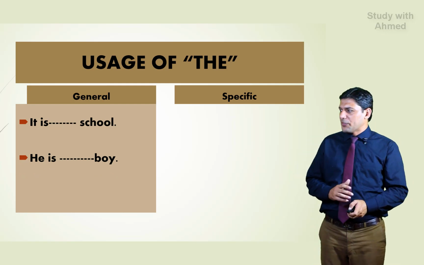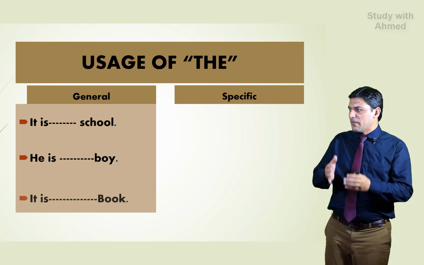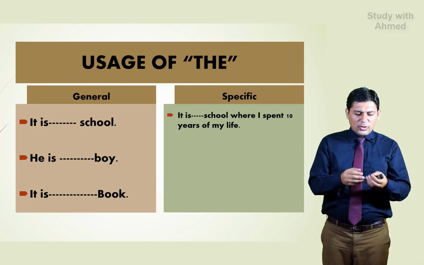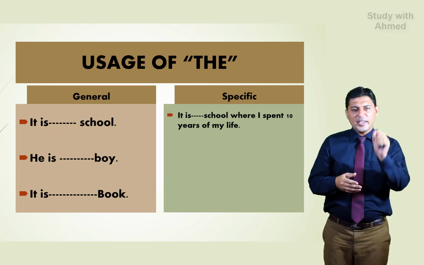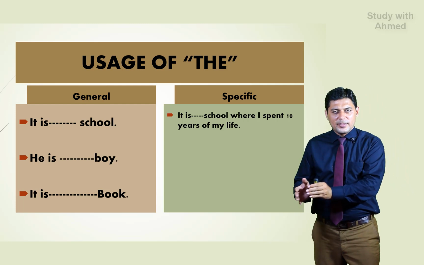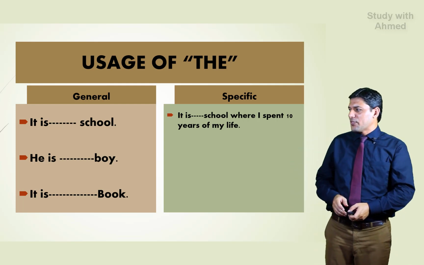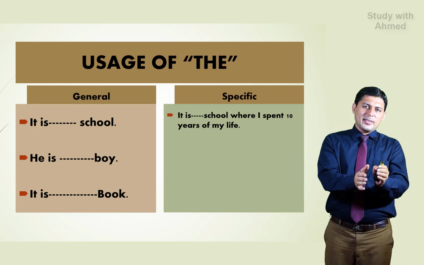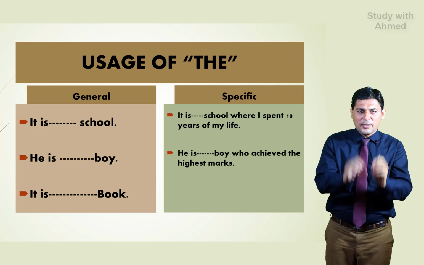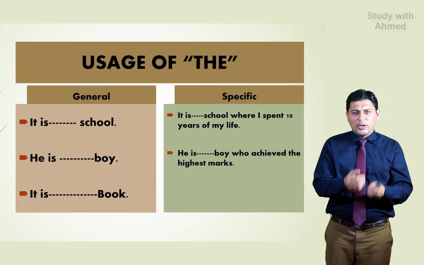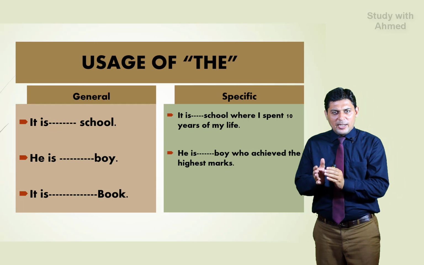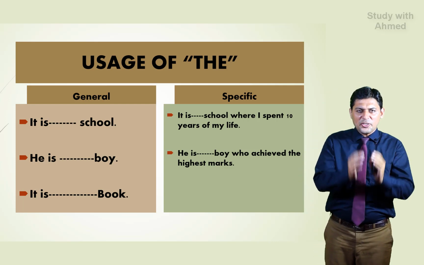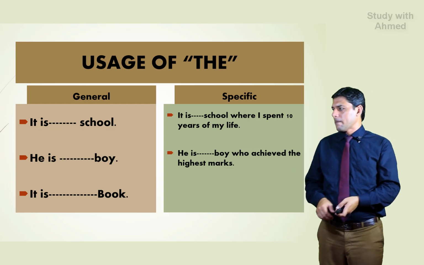Is it right? Second is, it is the school where I spent 10 years of my life. Specification we are discussing. Second is, he is the boy who achieved the highest marks. Specification, a particular one, we are giving value or importance, someone or something as mentioned already. So यहाँ पे लिखा था he is a boy, general की बात कर रहे हैं. He is the boy who achieved the highest marks. You can see the difference.